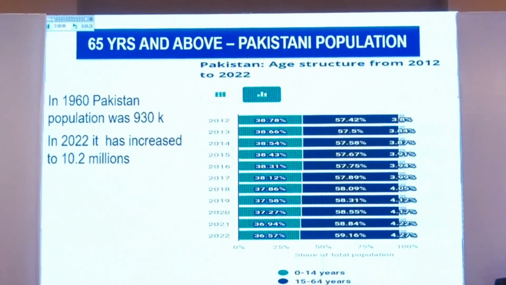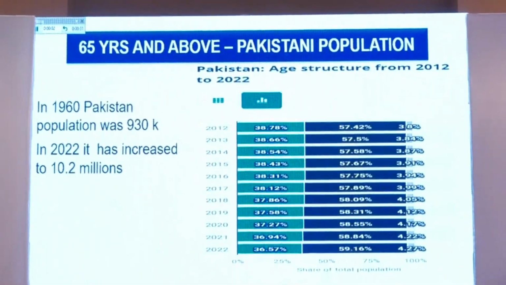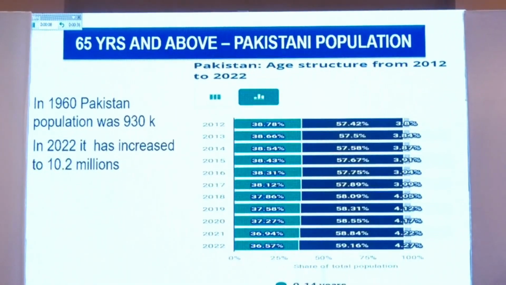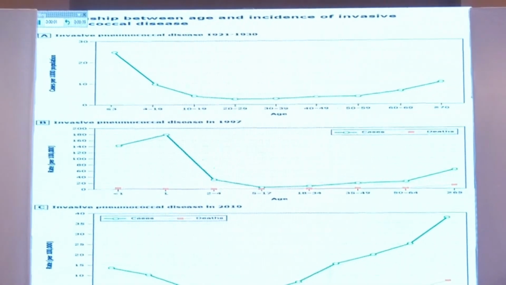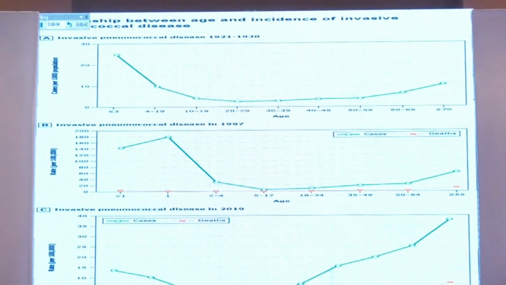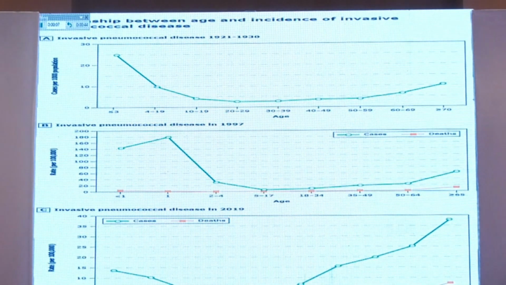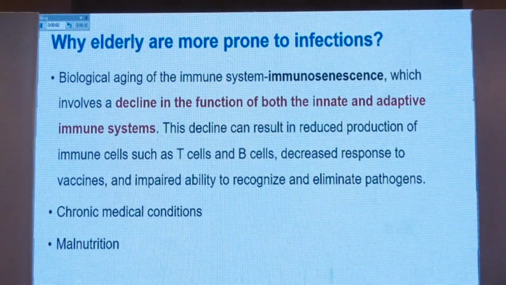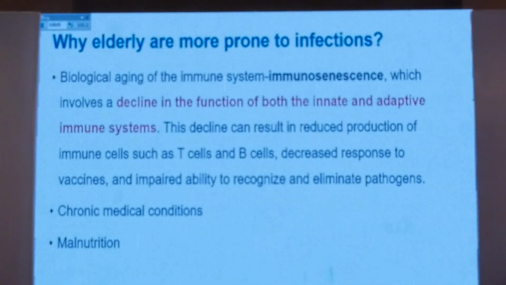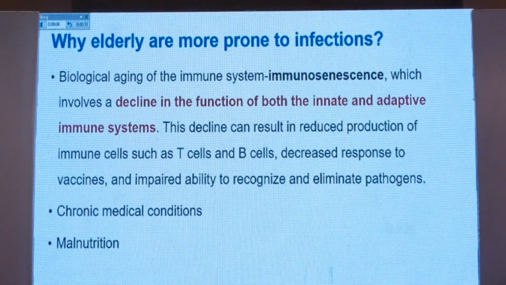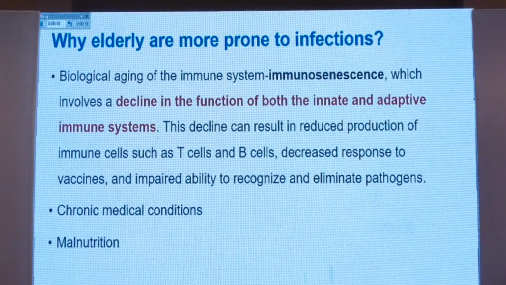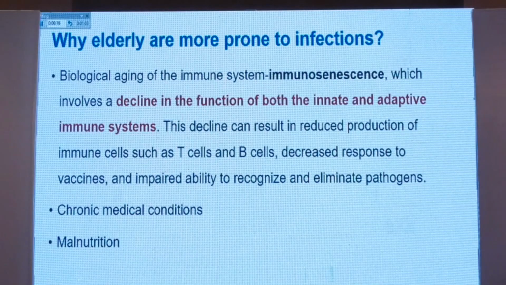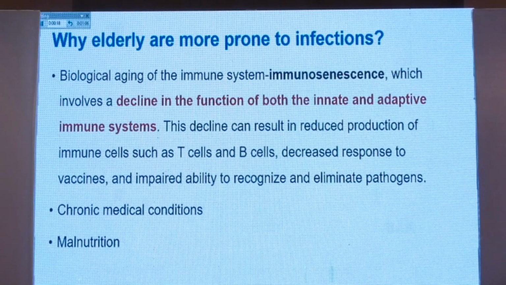over time. In 1960, the Pakistani population above 65 was 930 thousand, which has increased to 10.2 million by 2022. Just to give you a correlation, as the life expectancy has increased, so has the incidence of invasive pneumococcal disease over time. So why are the elderly more prone to infection? This is a phenomenon called immunosenescence, whereby there is a decline in function of both the innate and adaptive immune system that results in decline in the T cell and B cell population, and hence an increased propensity for infection, as well as a reduced response to vaccine.